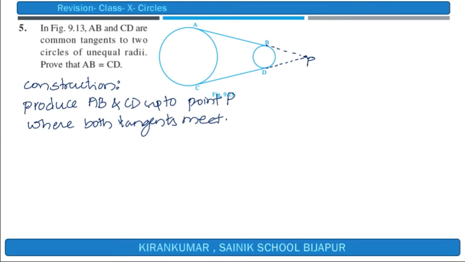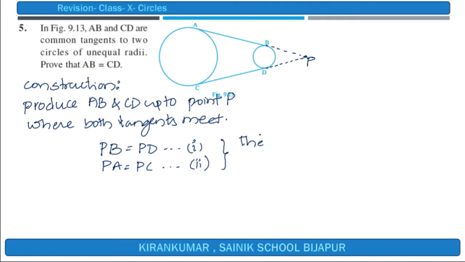Since we know that tangents from an external point to the circle are equal, the length of PB will be equal to the length of PD. Let me name this as 1. And the length of PA will be equal to the length of PC. Let me name this as 2. The reason for both, I'll mention it here.